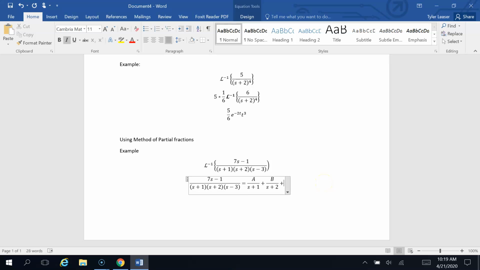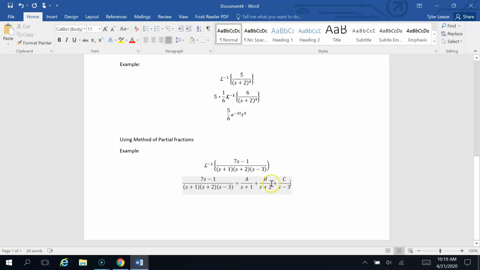Plus we're going to have a c over the s minus 3. Okay, I'm going to insert the secret code at this point. I'm just going to type it out. So the secret code is this. Cool. So that's that extra credit secret code.